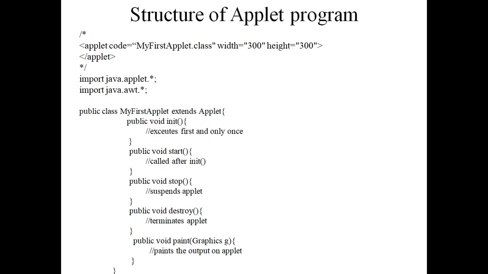When you run this applet program, the output will be seen in a browser window. A browser window will be opened here. Nothing is printed on the screen, but you'll get an applet window with a width of 300 and a height of 300. You can also run this program using appletviewer. First compile the program with javac MyFirstApplet.java, then run it using appletviewer MyFirstApplet.